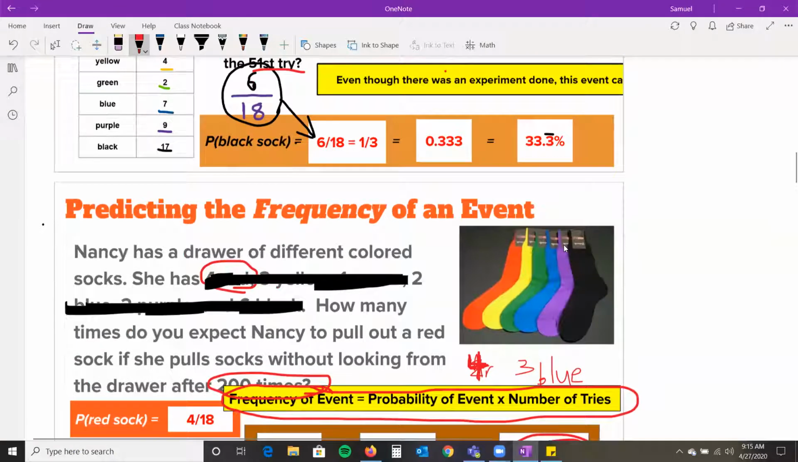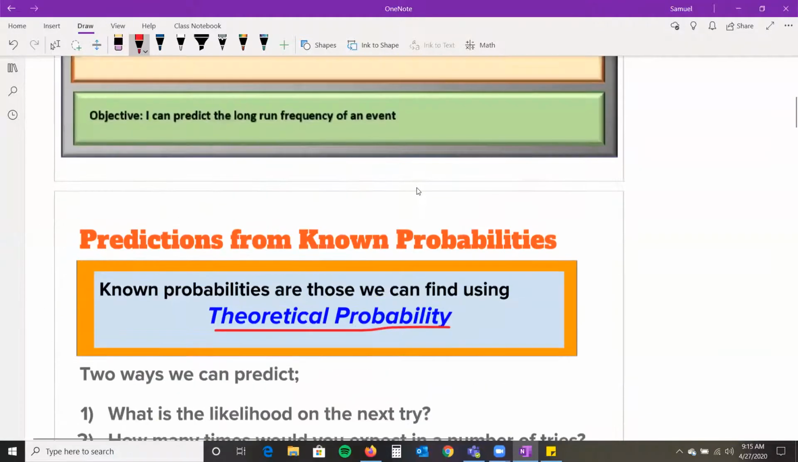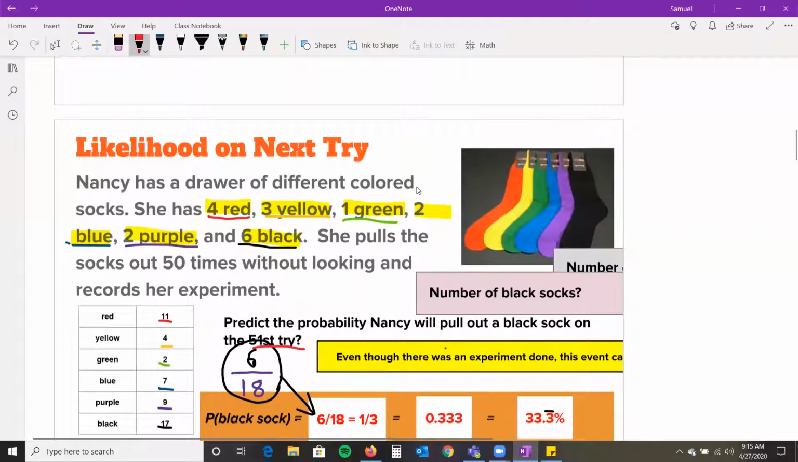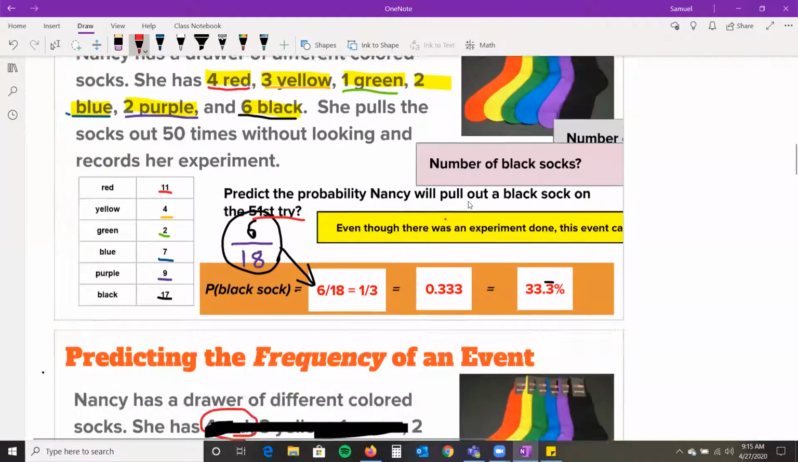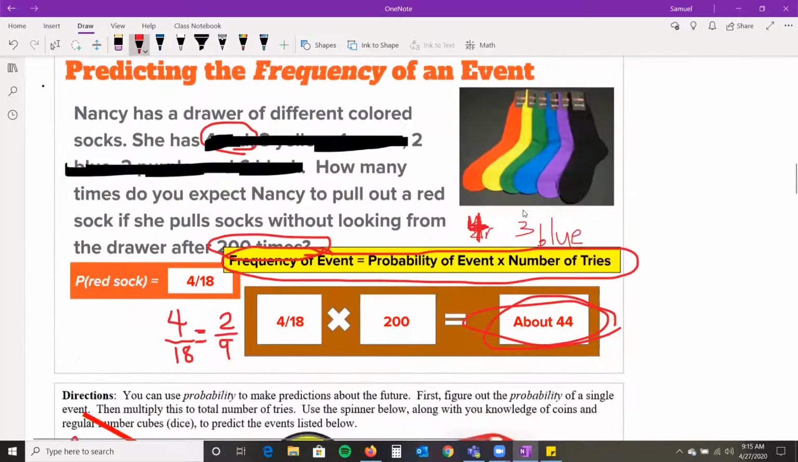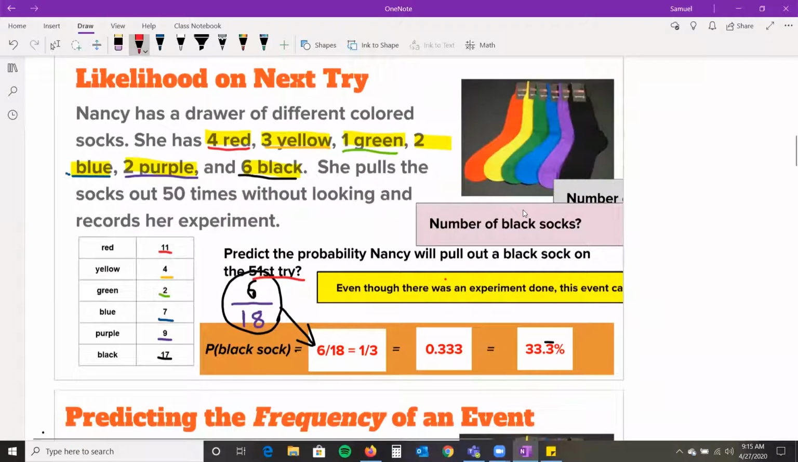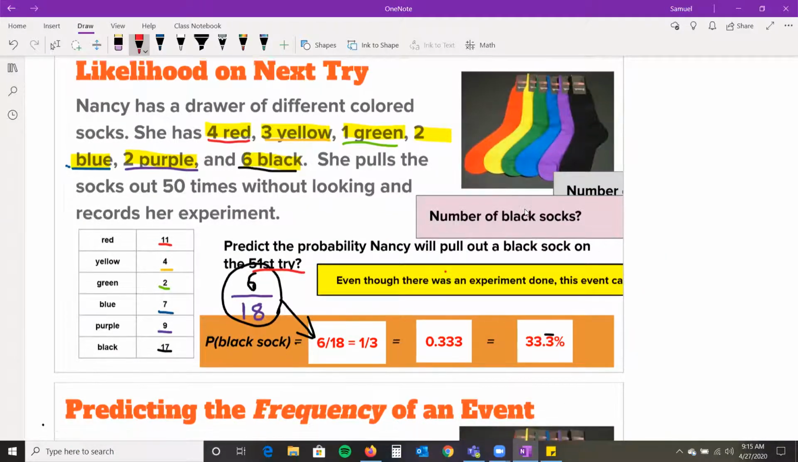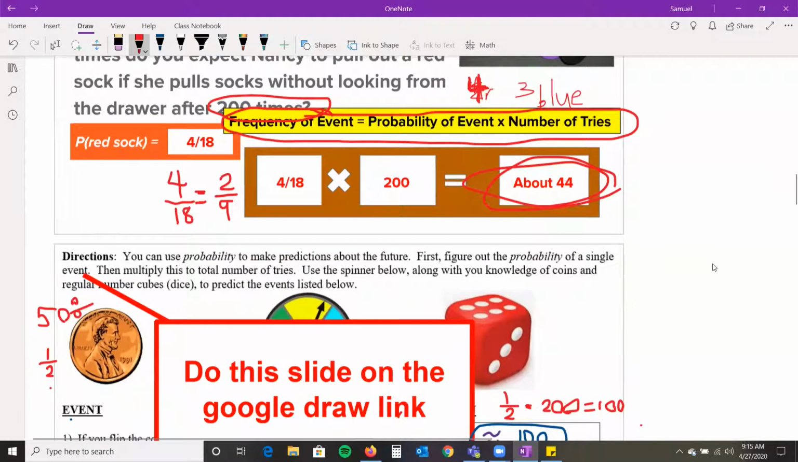But so long story short, experimental we said was based on what happened, right? Whereas theoretical probability is based off of the likelihood of it happening just in its existence. So like these socks that are already in the drawer that we know the count of, rolling 2 dice, flipping a coin, drawing a card out of a playing card deck, right? The playing card deck's not going to change. So we could have a theoretical probability.